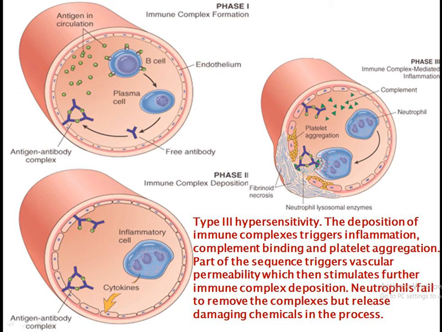In the type 3 hypersensitivity reaction, the deposition of immune complexes triggers inflammation, complement binding and platelet aggregation. Part of the sequence triggers vascular permeability, which then stimulates further immune complex deposition. Neutrophils fail to remove the complexes but release damaging chemicals in the process. What happens then? Other immune reactions, other body defense mechanisms, come in to play their part and to save our body.